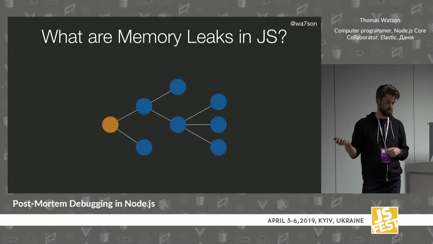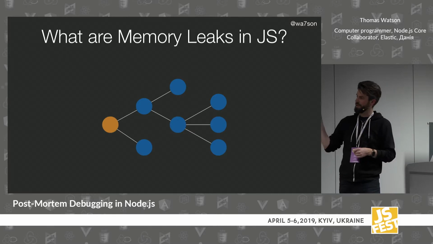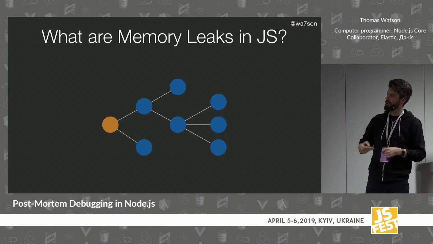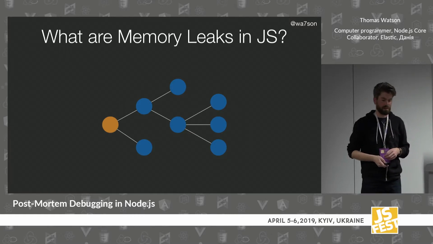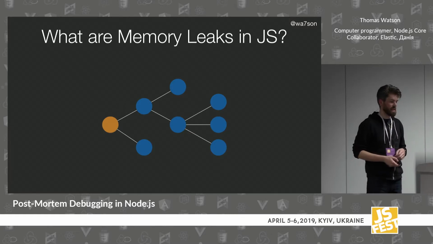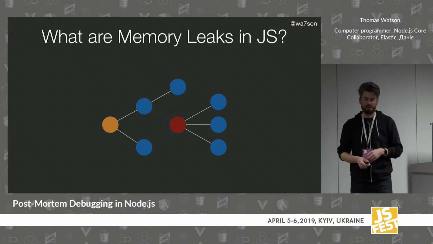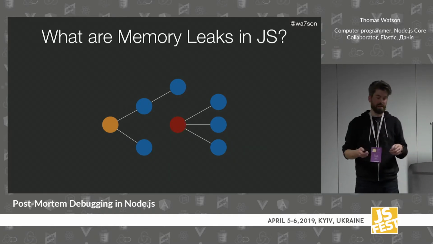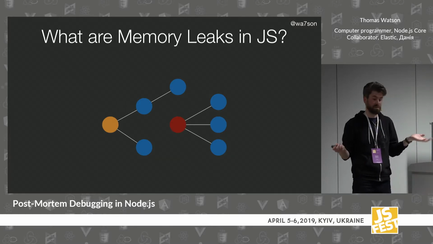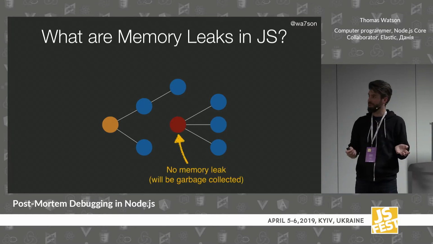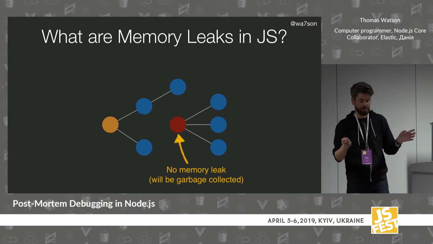So we have an object structure in Node.js. In JavaScript, there's also always a root object, and all other objects are referred to from that object, either directly or indirectly. And then if one of the objects loses a connection to one of the other objects, that is now available for garbage collection. So that's actually not a memory leak, because now the garbage collector can see, okay, nobody's referring to this, we can clean it up.